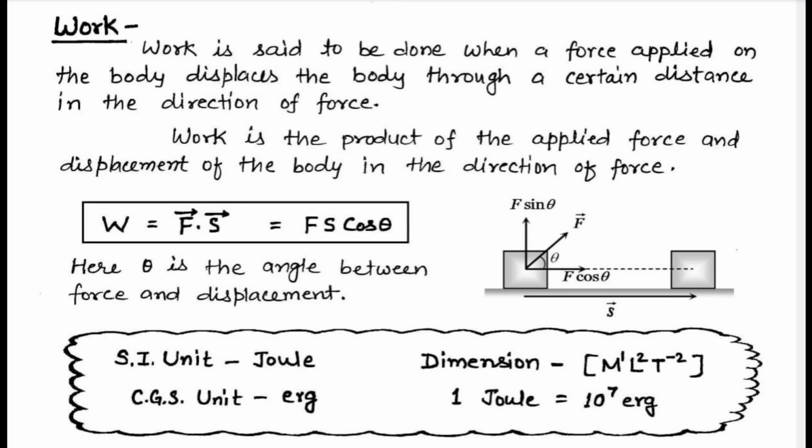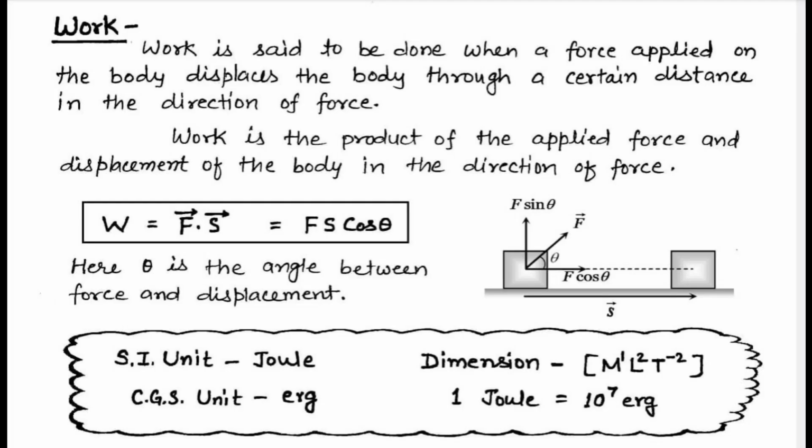But in science, work is said to be done when a force applied on a body displaces the body through a certain distance in the direction of applied force. So the expression for the work done is W is equal to Fs. You can clearly observe the diagram. Here in the diagram, an object is displaced by the distance x from one position to another position. Force is applied at a certain angle, that is theta is the angle between the force and the displacement.